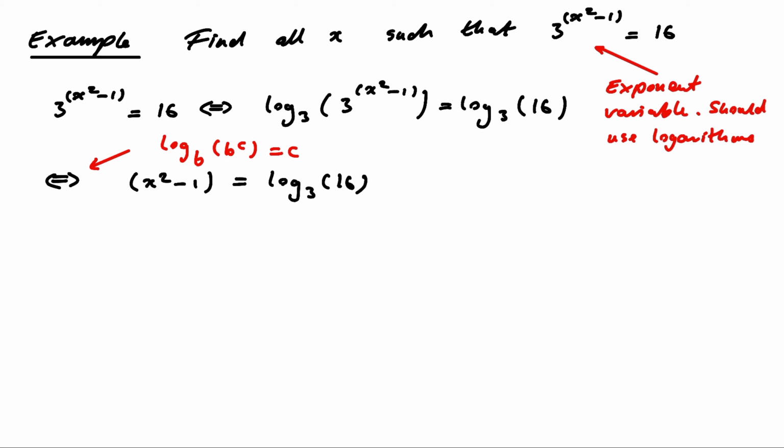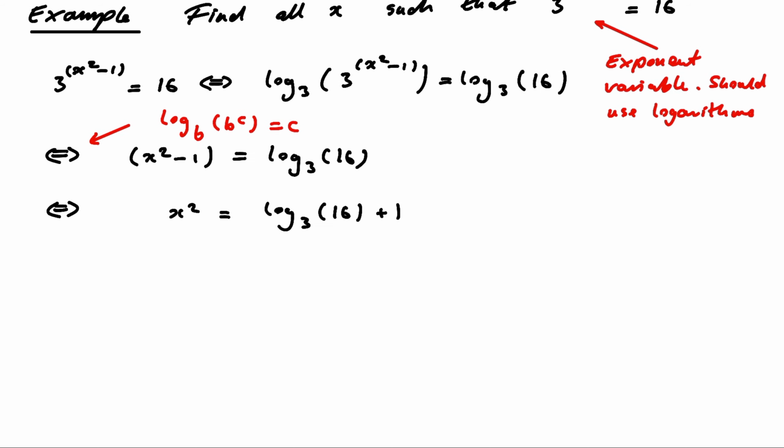Right, so now what do I have? Well, at this point, life's quite a bit easier. Now I just have to do some much more basic algebra. So now this is if and only if x squared is equal to log base 3 of 16 plus 1. And I suppose now for x, I could take a square root, but do I need to be careful about this? I do need to be a bit careful because taking a square root will only give me the positive possibility.